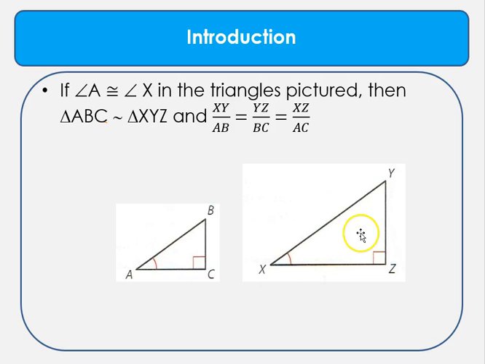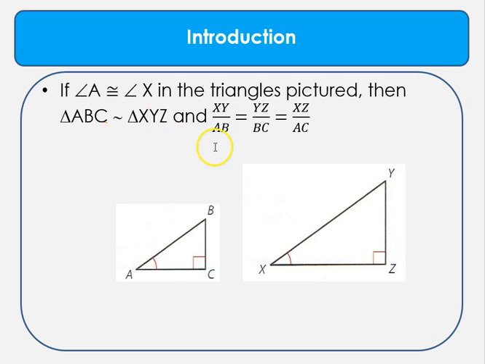Let's take a look at these two triangles. We have smaller triangle ABC and triangle XYZ. They both have congruent 90-degree angles, and they have congruent acute angles A and X. Because they have two pairs of angles that are congruent, we can use the AA similarity postulate to state that the two triangles, triangle ABC and XYZ, are similar.